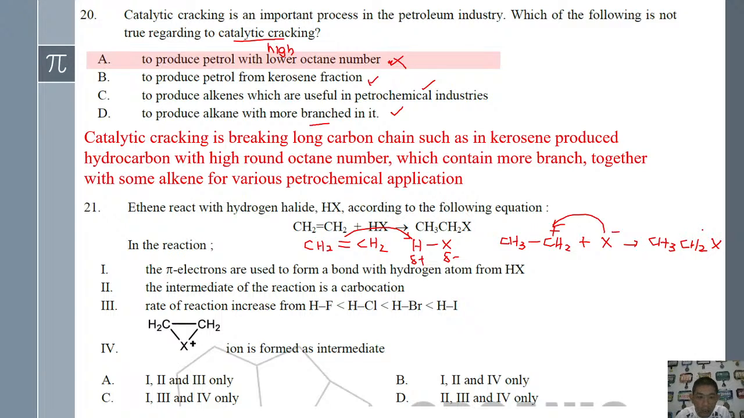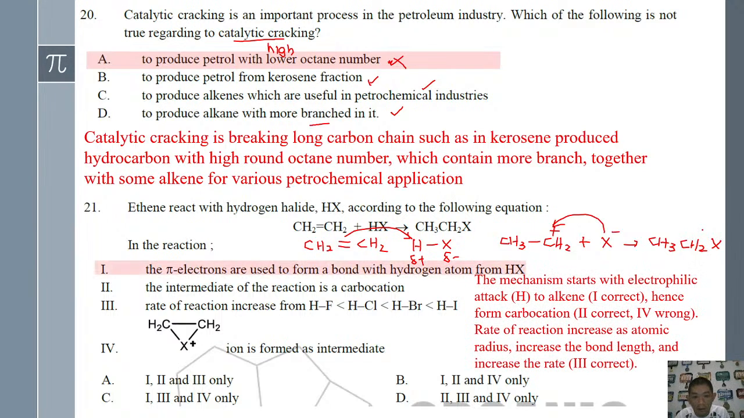So pi electrons are used to form the hydrogen bond is correct. The intermediate of the reaction is a carbocation, as I mentioned just now. This is the carbocation, which is correct. The rate of the reaction increases from HCl, HBr to HI, which is also correct because bond length increases.